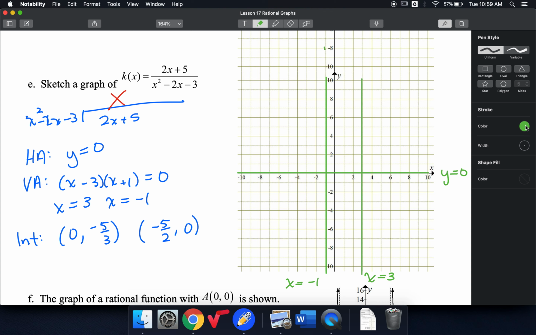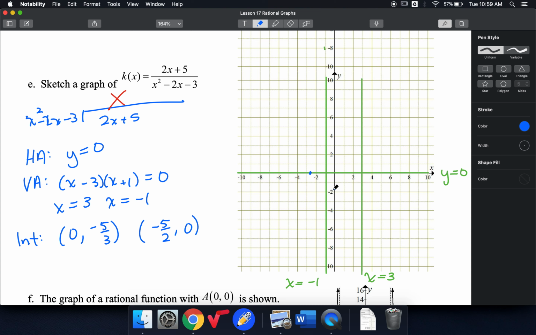I'm going to put in my intercepts. So 0, negative 5/3, that is negative 1 2/3, so sort of about there. Oh, that's supposed to be a y-intercept. Let me do that. My x-intercept is negative 2.5 over here. All right, so this is interesting because clearly I'm crossing my horizontal asymptote. That's okay. This is just saying that at x equals negative 2.5, y is equal to 0.